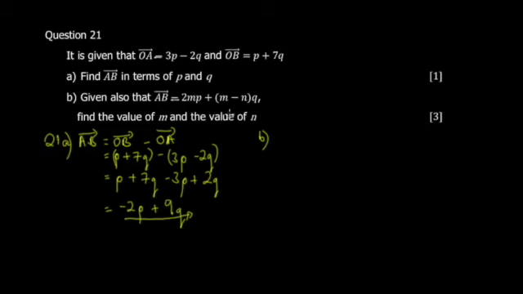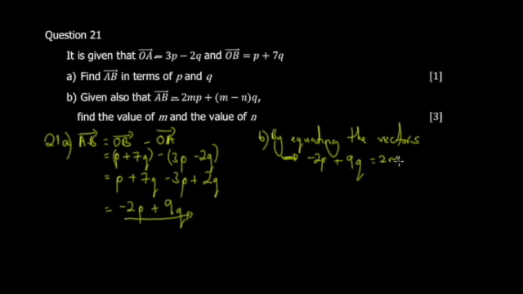These are our vectors again. So AB we have already calculated to be this. So you can say by equating the vectors, what do you get? This one is just an arrow, don't get confused. So negative 2p plus 9q, like this, is equal to 2mp plus m minus nq. So by equating these vectors, you have this.